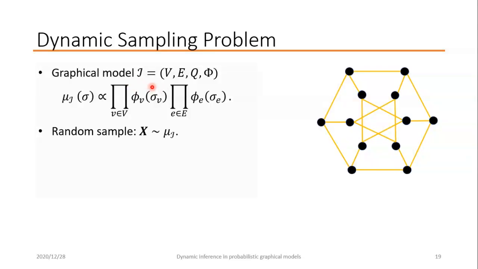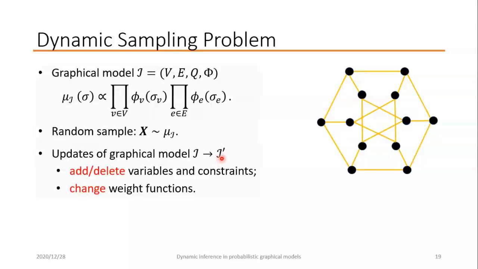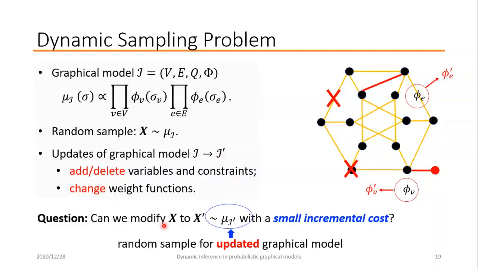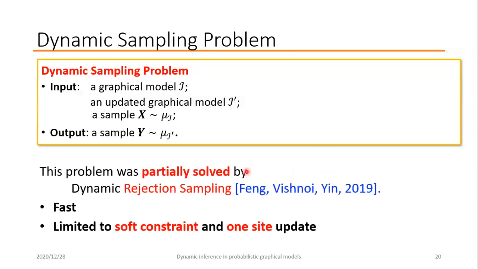Suppose we have a graphical model I, and we also have a random sample X that follows precisely the Gibbs distribution of this graphical model. Let I' be the updated instance. The main question is: can we modify the sample X to a new sample X' with small incremental cost such that X' follows precisely the Gibbs distribution of the updated graphical model? This problem was partially solved by dynamic rejection sampling. The algorithm is fast but limited to soft constraints and single-site updates.